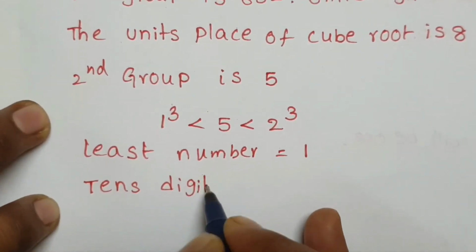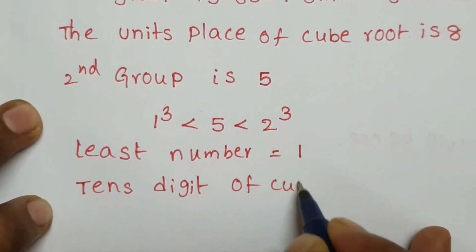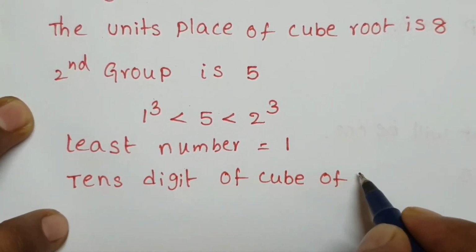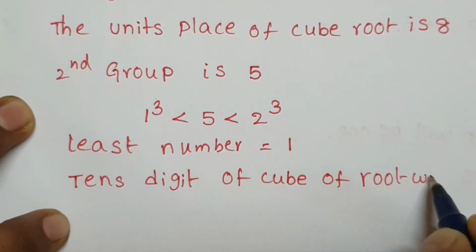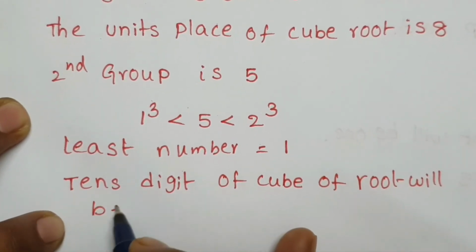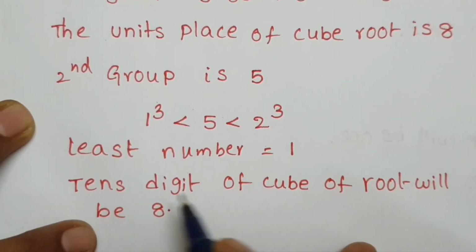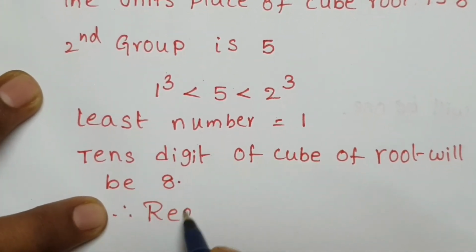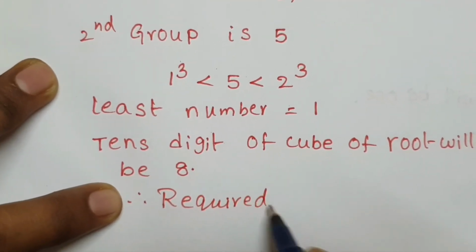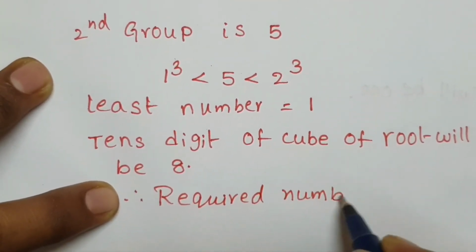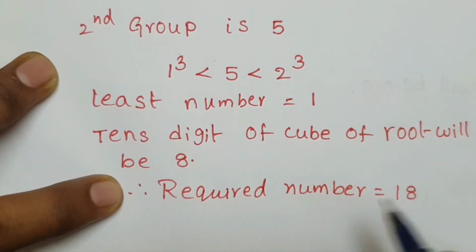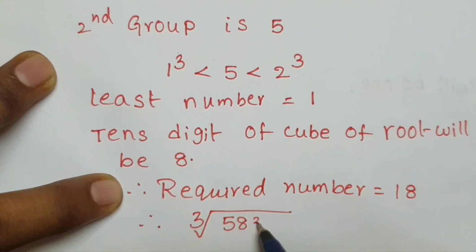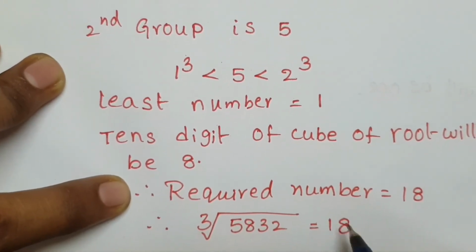Here the tens digit of the cube root will be 1, and the units digit will be 8. Therefore the required number equals 18. Therefore the cube root of 5832 equals 18.